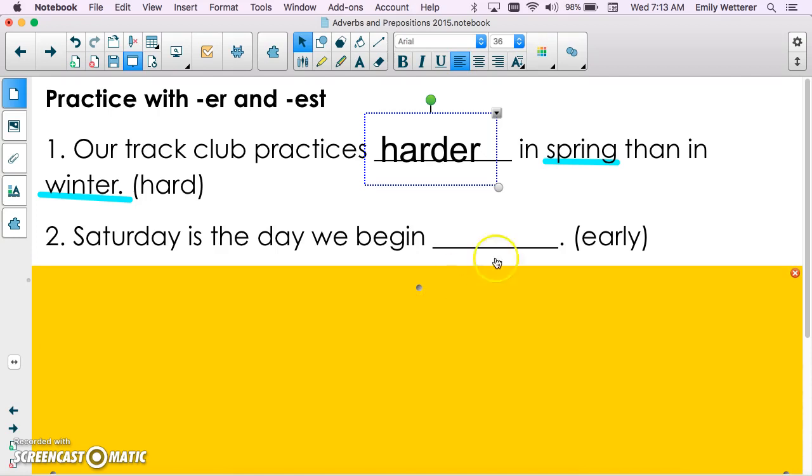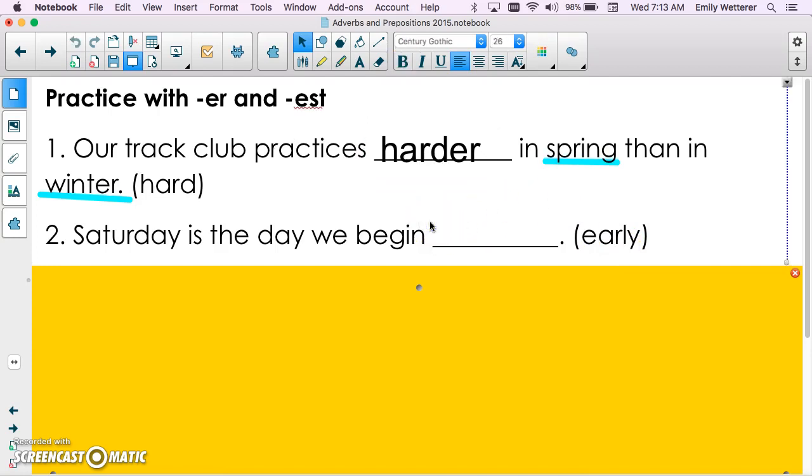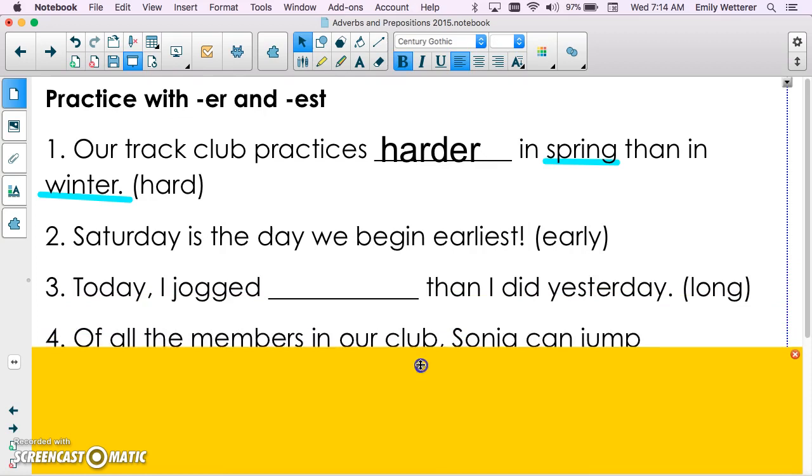All right, let's try the next one. Saturday is the day we begin blank. So we're comparing Saturday to all the other days of the week. Therefore, we would need to say what? Saturday is the day we begin earlier or earliest. Think about it. It's earliest. We're comparing how we begin from one day to all the other days.